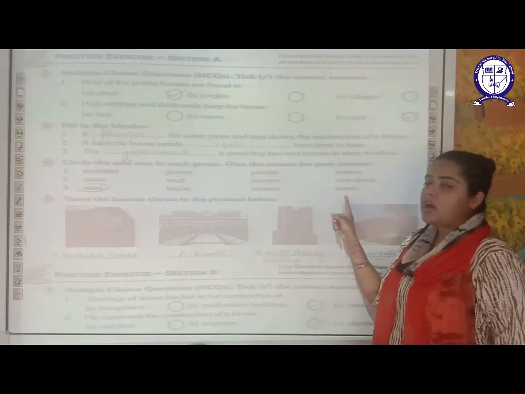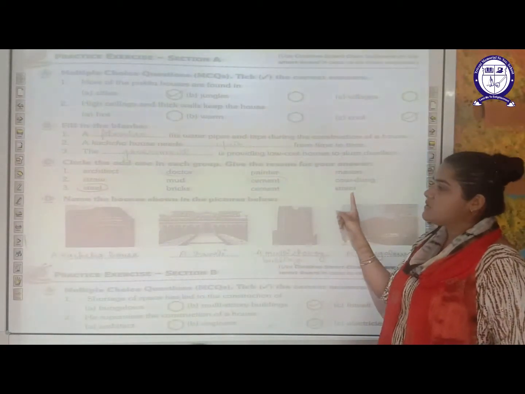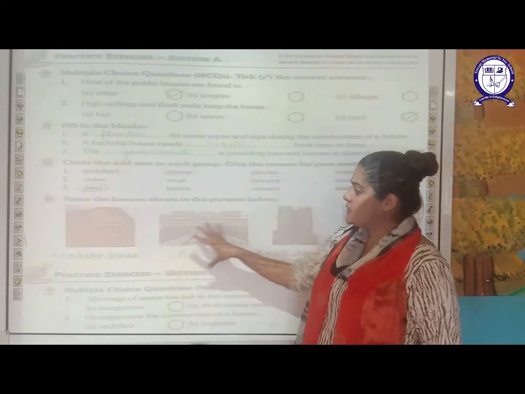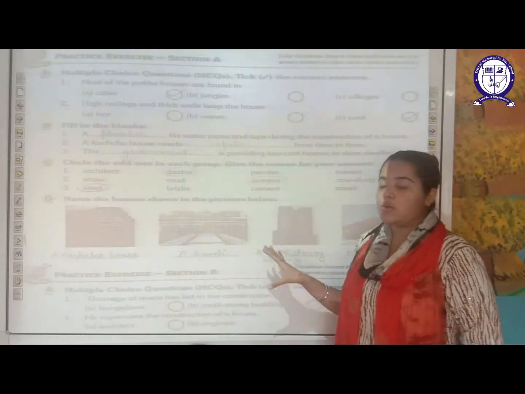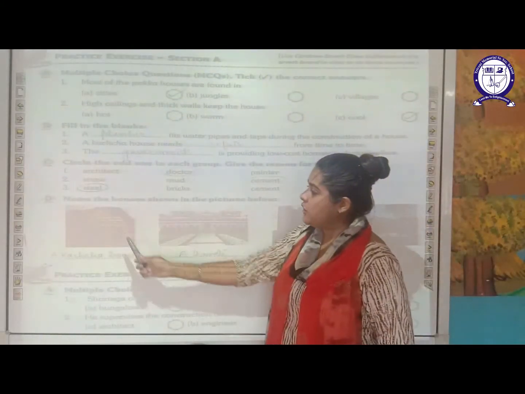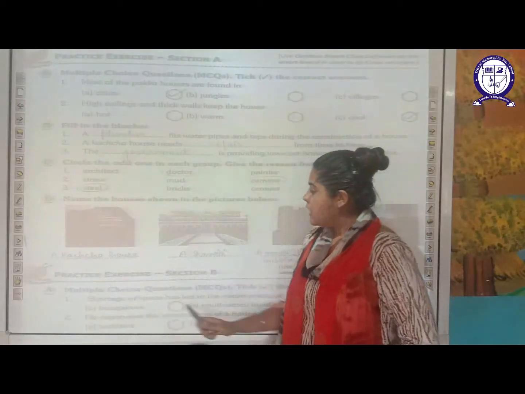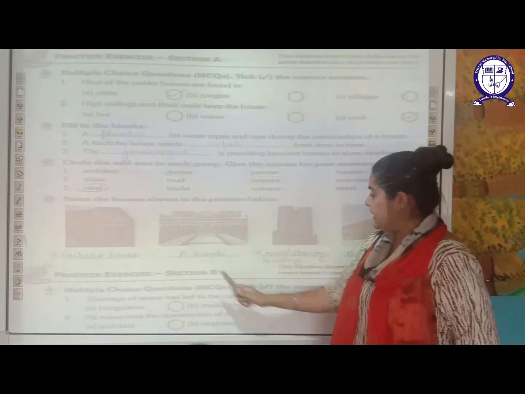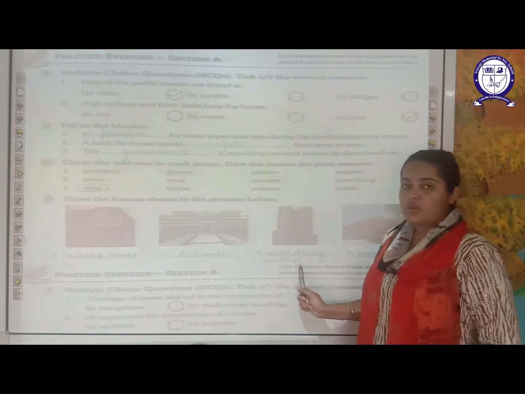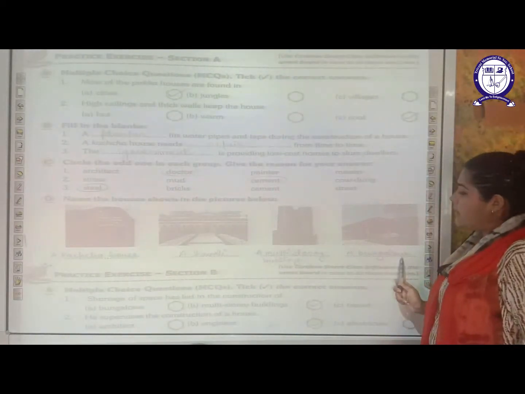So street is the odd one out. You have to circle the street one. The next is the pictures being depicted here. You have to write down the name of them. So first of all, you can see it is a kacha house. The next one you can see is a haveli. The third one is a multi-storied building and the last one is a bungalow.